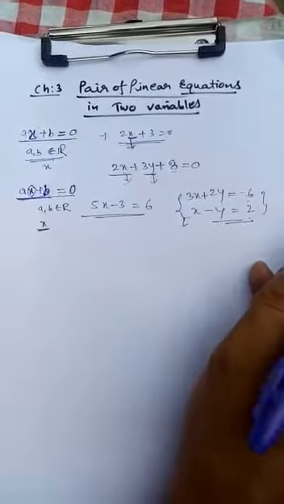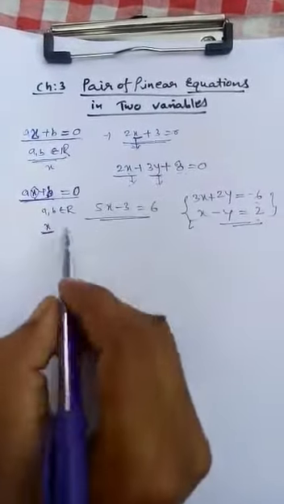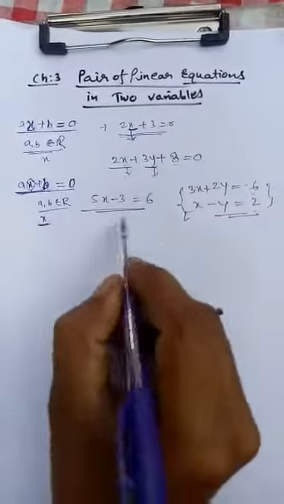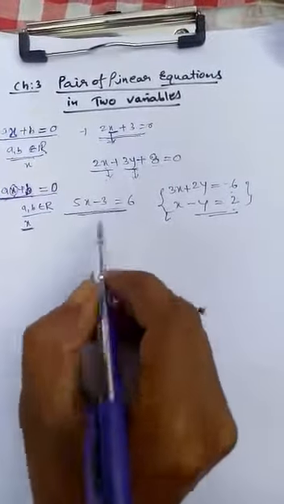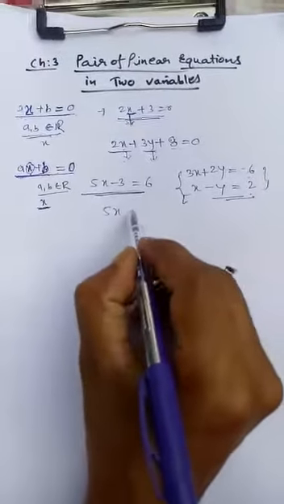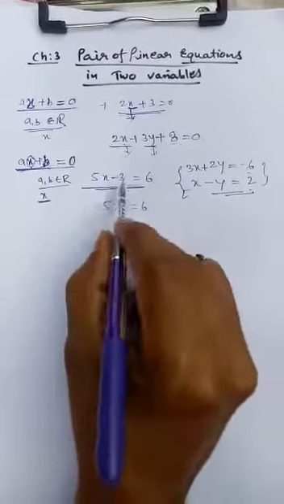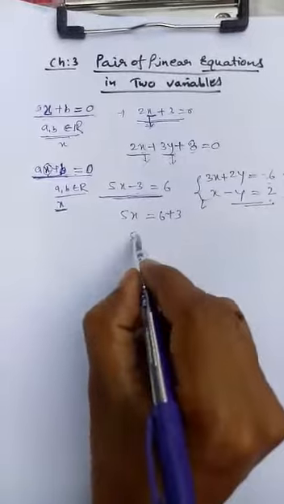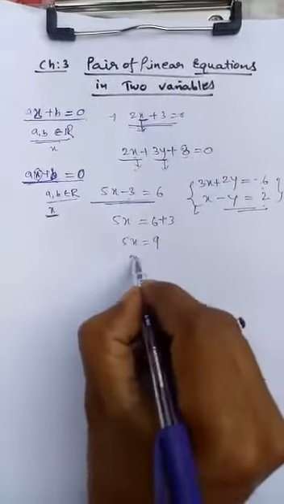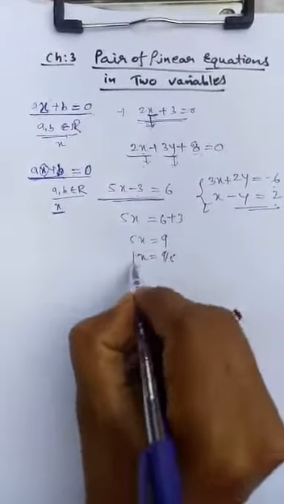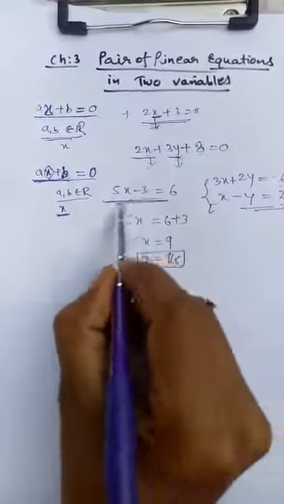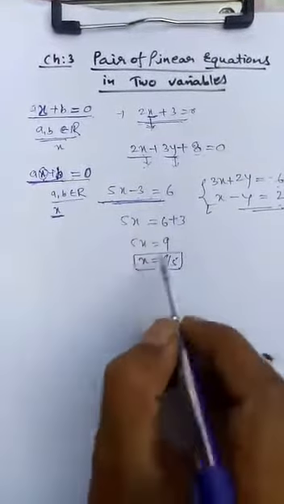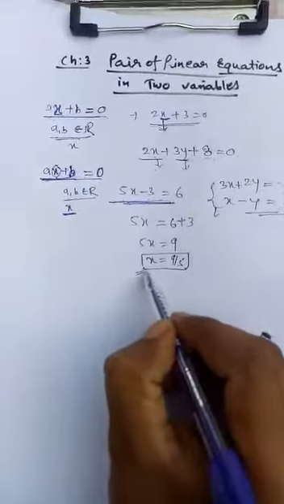It is quite clear. Now how many solutions? In a linear equation in one variable we get one solution while solving the equation. So we can solve 5x minus 3 equals 6, and while transposing, this 3 becomes plus 3, 5x equals 9, so x equals 9 upon 5. This is the solution of the linear equation in one variable for this example. So we are getting only one solution.